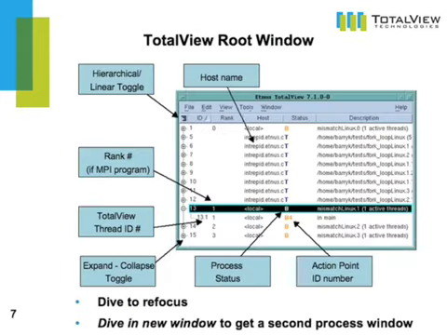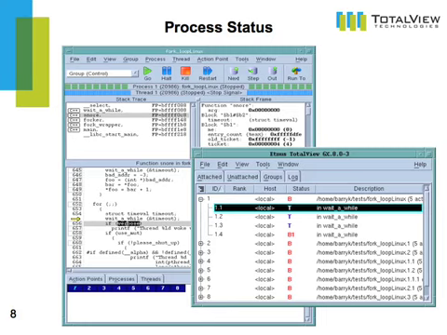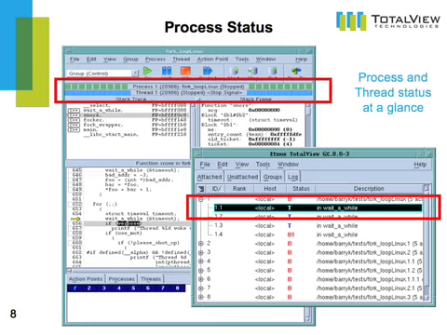The root window provides some other useful information, including rank numbers and thread IDs, and it provides it to you in a hierarchical menu that you can expand and collapse as needed. I should also mention that information about your current process and thread is also available to you at the top of the process status window, in addition to the root window. This provides you with up-to-date information that you need at a glance.